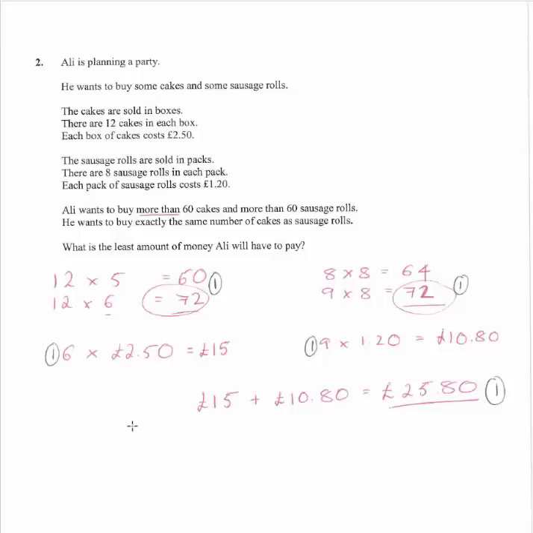Okay, so if he buys 72, then he needs 6 boxes of 12, because 12 times 6 is 72, and each of those costs £2.50, so that will be £15. And he needs 9 packs of 8 to make 72, and each pack costs £1.20, so 9 times £1.20 gives you £10.80, and then you add those two together and that gives you your total amount.